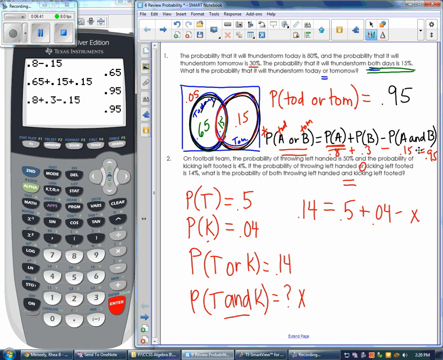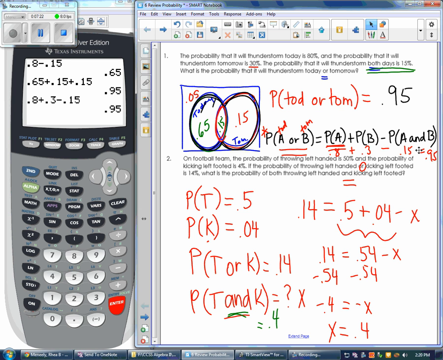Now I have a linear equation. To solve my linear equation, I'm going to want to simplify both sides. So if I put those two together, I have 0.14 is equal to 0.54 minus x. There are a couple different ways you can solve for x, but if I subtract 54% from both sides, 14 minus 54 is going to give me negative 40% is equal to negative x. And at this point, if I have a negative number equals another negative number, if I divide by -1, I find that x is equal to 0.4. So that means the probability of being able to throw left-handed and kick left-footed is going to be 40%.